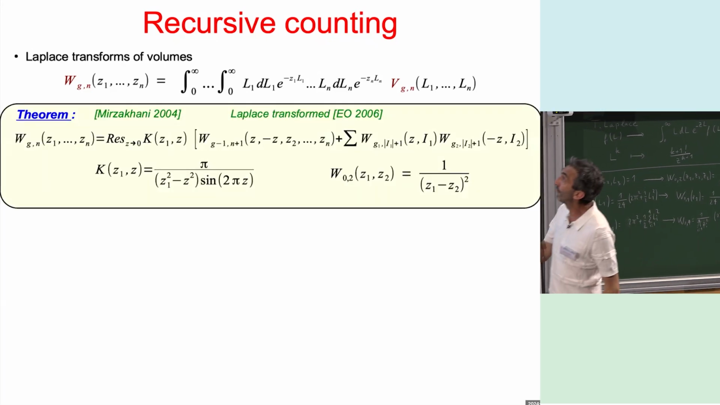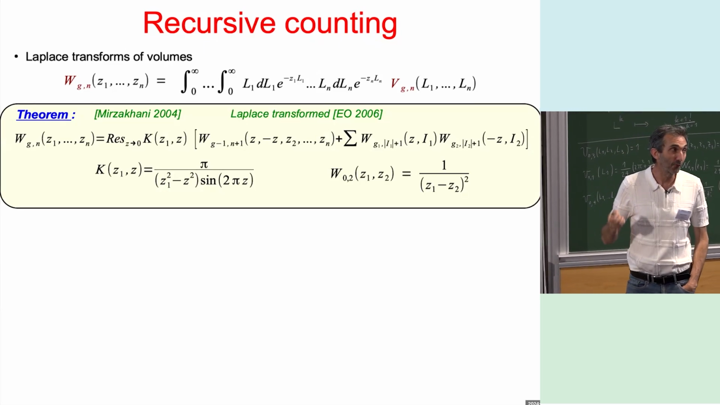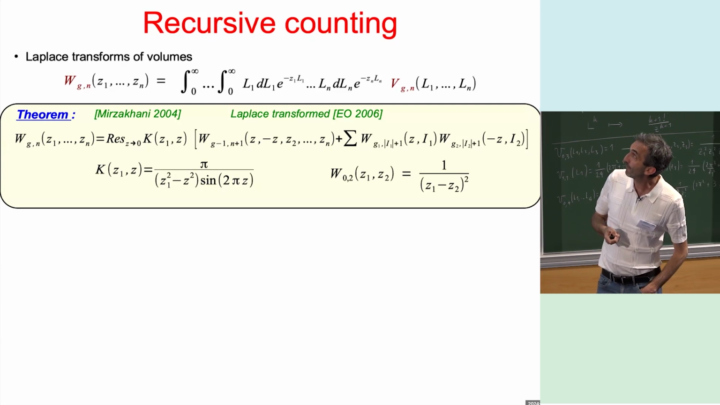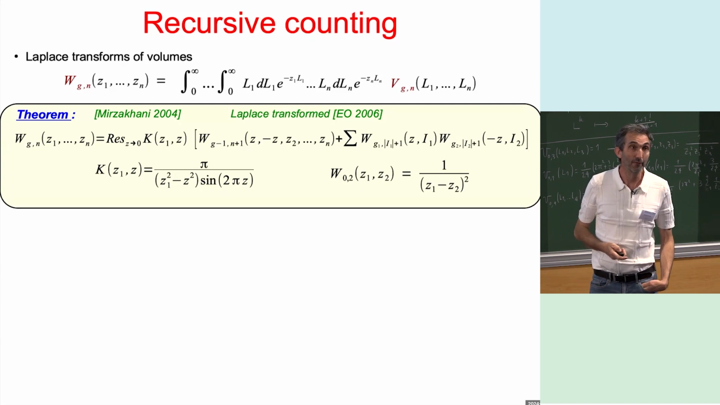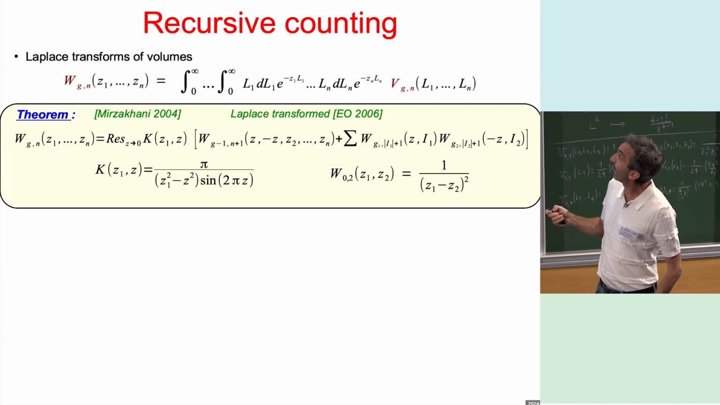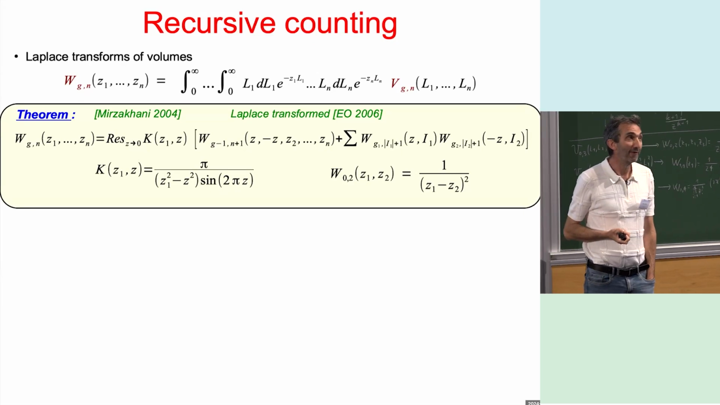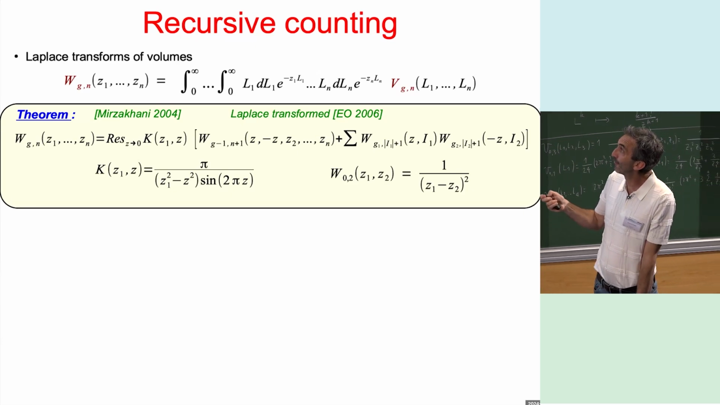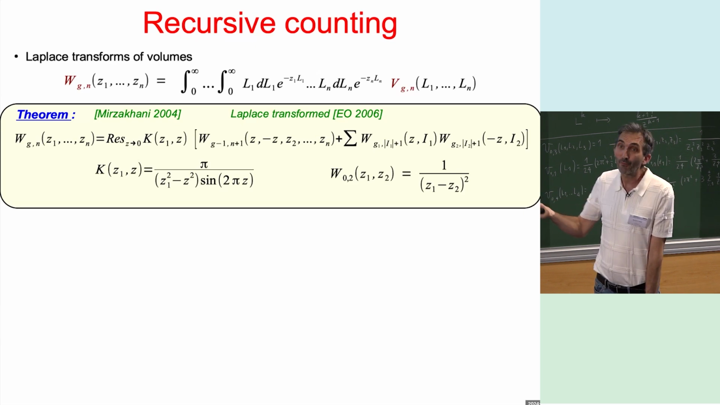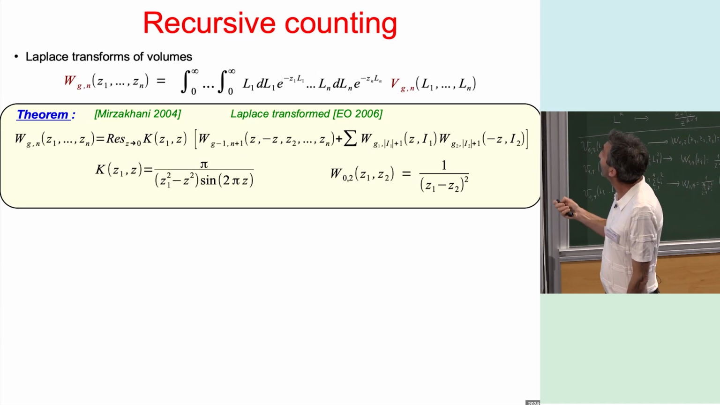Here is Mirzakhani's theorem from 2004, which we Laplace transformed with Orantin. In fact, Mirzakhani's theorem involves integrals from 0 to infinity, and in Laplace transform, you only have residues. But here is the formula. You see it looks very much like the recursion we had for maps. Very, very much. But the kernel is different. It is just 1 over this sine function, basically. There is a residue at 0, whereas before I had 2 residues, but now we have only 1. And we take this W_{0,2}.